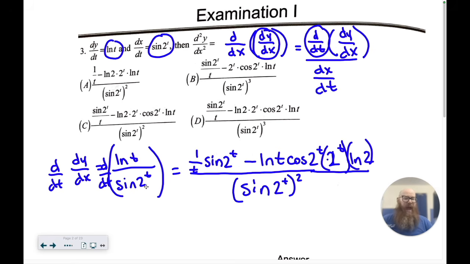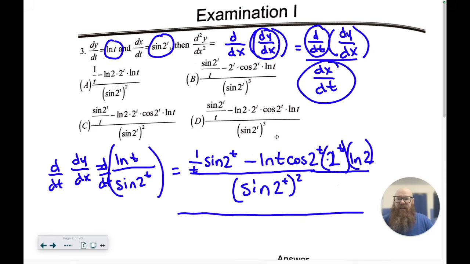All right. Now, all of this has to be divided by dx dt, which is sine 2 to the t. And I'm going to stop here. And then hopefully, since we're in AP Calc BC class, we don't want to have to keep writing out our work. We want to be able to figure out the answer because it's multiple choice which one it is.